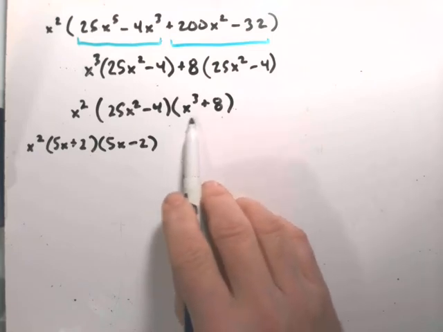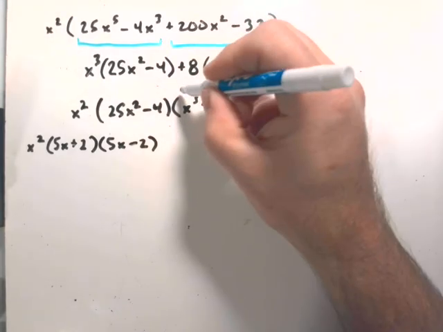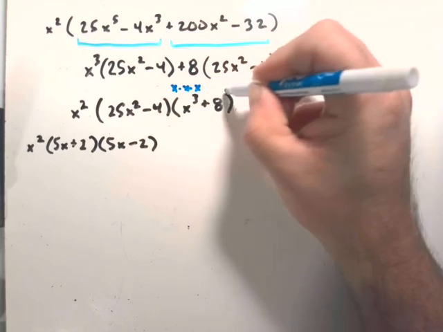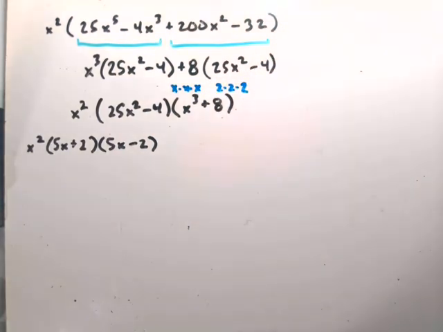I also want to see if this binomial factors. And looking at it, it is two terms with addition, so the only option is sum of cubes. And both of these are perfect cubes. The x cubed is x times x times x. The 8 is 2 times 2 times 2. So they are both perfect cubes, and we do have a sum of cubes pattern.